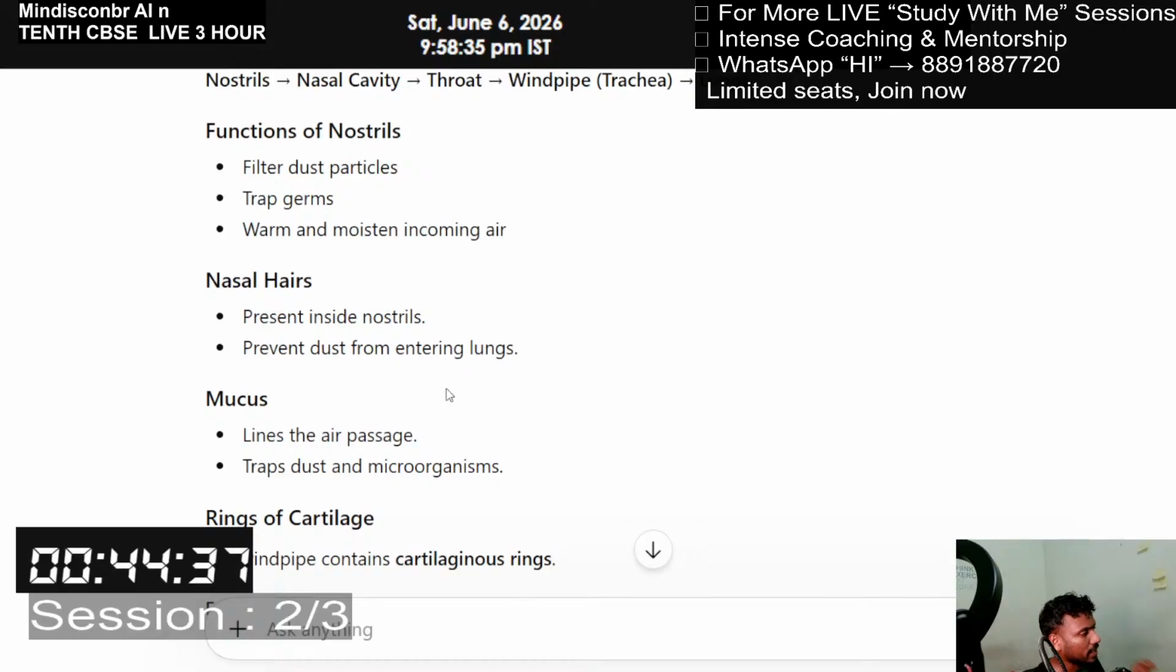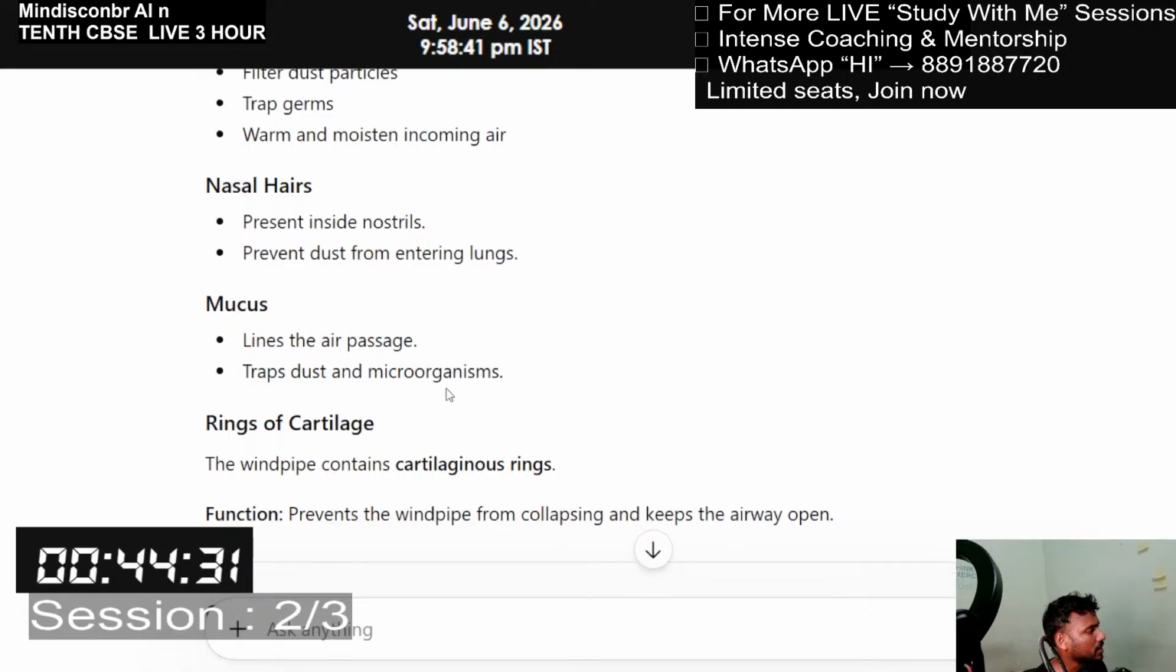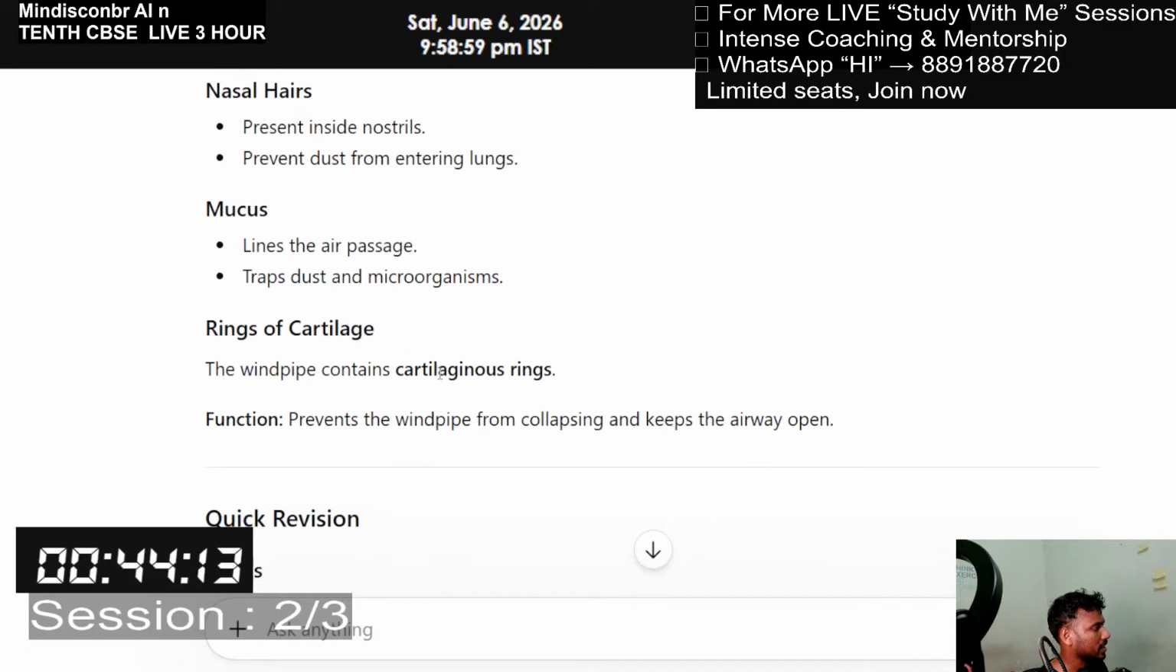And nasal hairs, meaning the hairs that are present in the nostrils, also prevent the dust from entering the lungs. And mucus lines the air passage, traps dust and microorganisms. It will be a little sticky.